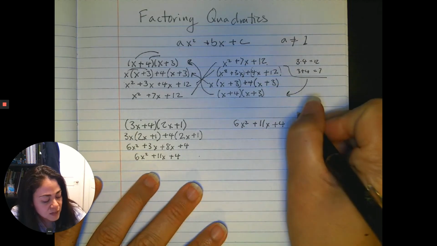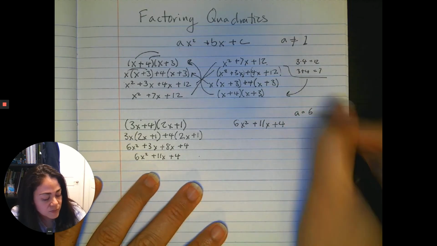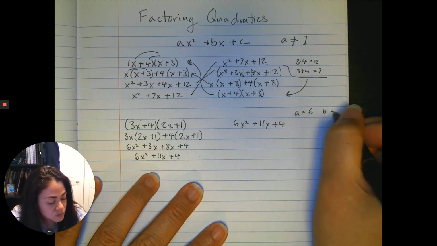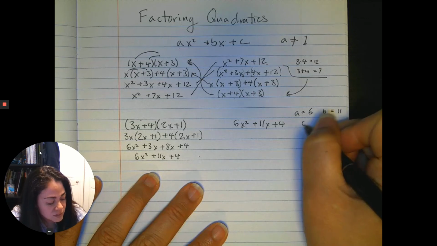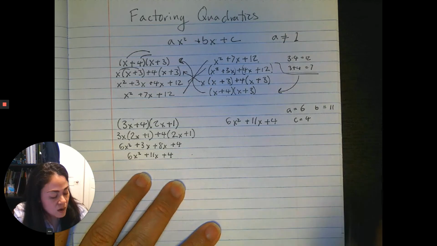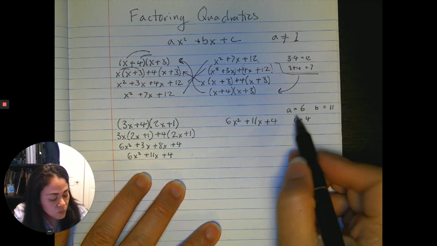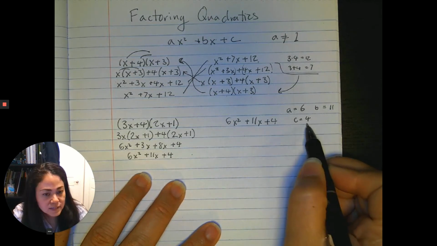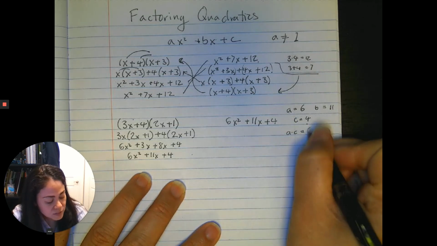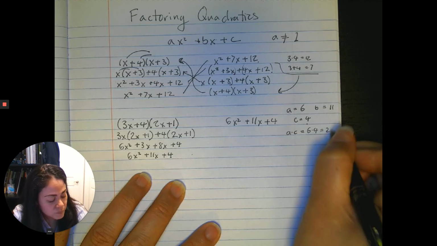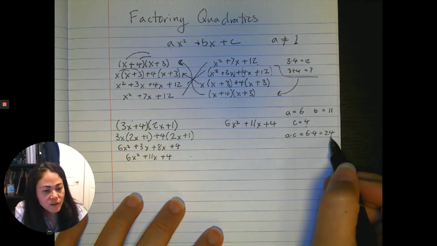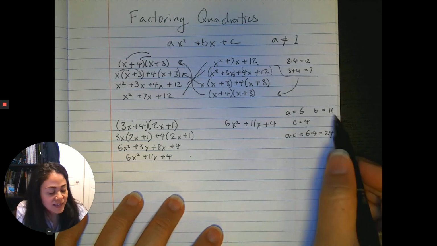First, let's identify our coefficients and our constant. We're going to say that a equals 6, right? That's the coefficient in front of the x squared term. B equals 11 and C equals 4. Okay, now I'm going to figure out what A times C is. A times C is going to equal 6 times 4, which equals 24. Now what I do is figure out what factors of 24 add together to get 11.